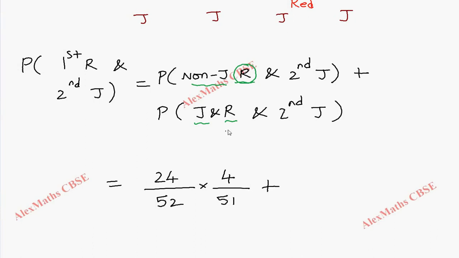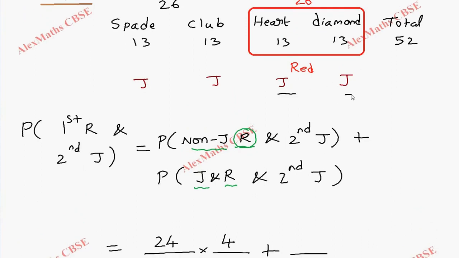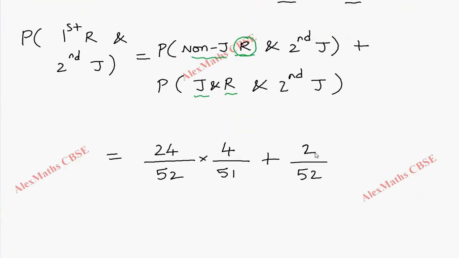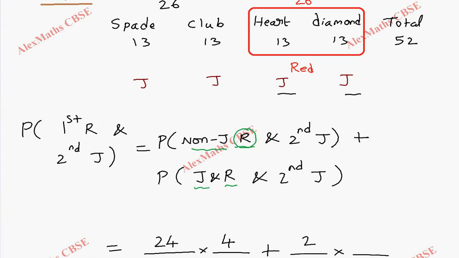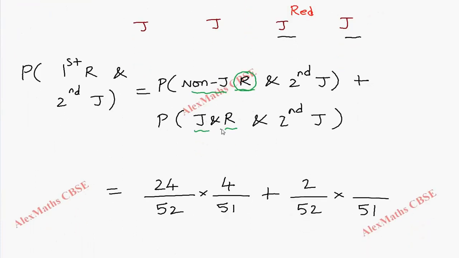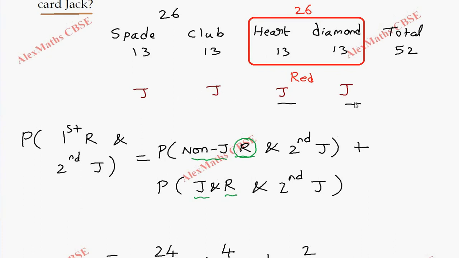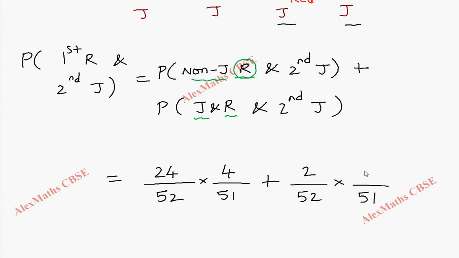Now coming to the second part, it is the red card out of 52, but it is a jack. So there are only 2 jack present in the red. So it is 2 here into. Now one card is taken which is not replaced. So remaining is 51. Out of that we are going to pick the jack, but already the first card drawn is also jack. So out of the 4 jacks, one card is removed, that is one card is selected already. So now we have only 3 cards remaining. So the second card jack is 3 out of 51.